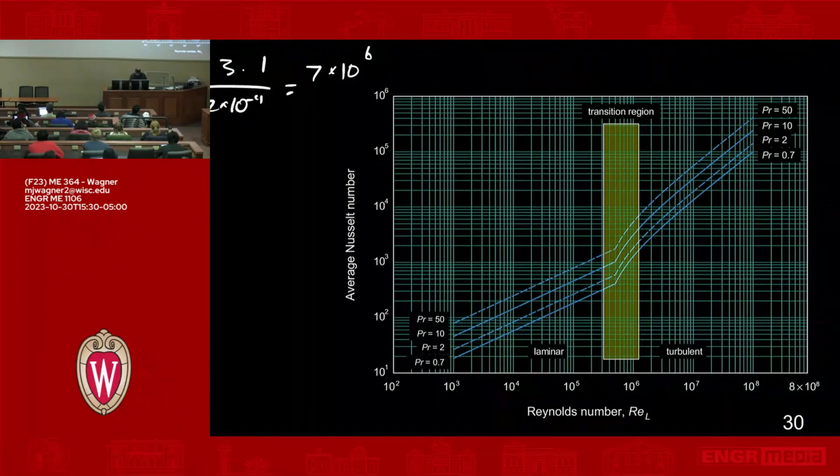So 7 times 10 to the 6, this is a log plot, so that's going to be something like here. And I'm just going to start going up. This is the line that I care about here.